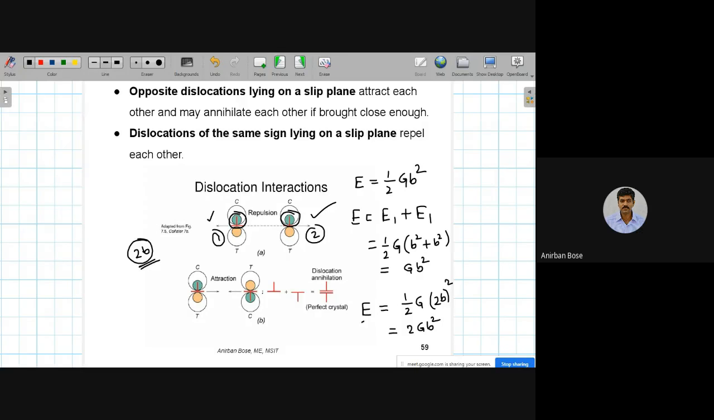So what you can see is that the energy associated if they merge is more than the energy if they do not merge. So the energetically favorable situation is that they will not merge, because every crystal will always try to keep its energy minimum. They will repel each other, and that is the energetically favorable condition. Clear?